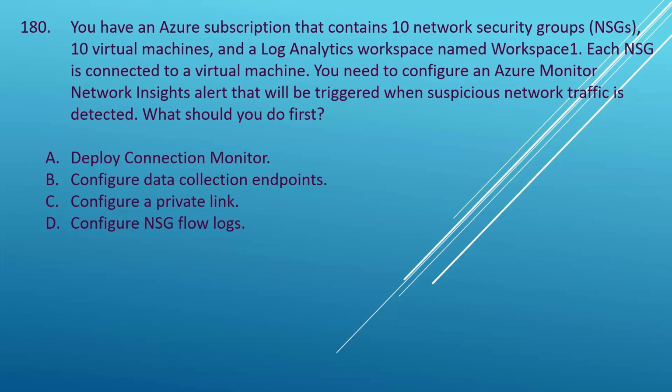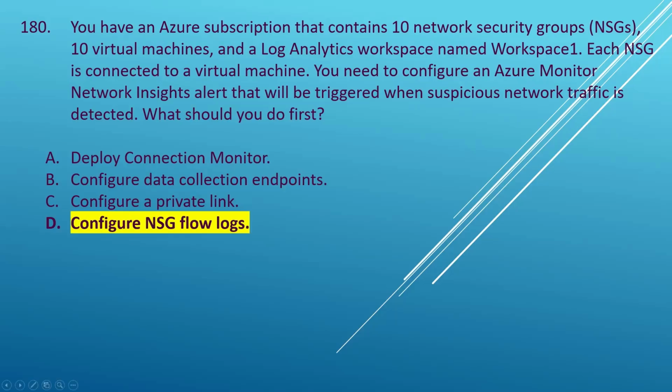You have an Azure subscription that contains 10 network security groups, 10 virtual machines, and a Log Analytics workspace named Workspace 1. Each NSG is connected to a virtual machine. You need to configure an Azure Monitor Network Insights alert that will be triggered when suspicious network traffic is detected. What should you do first? Your options are: deploy Connection Monitor, configure data collection endpoints, configure a private link, configure NSG flow logs. And friends, the correct answer here is configure NSG flow logs.